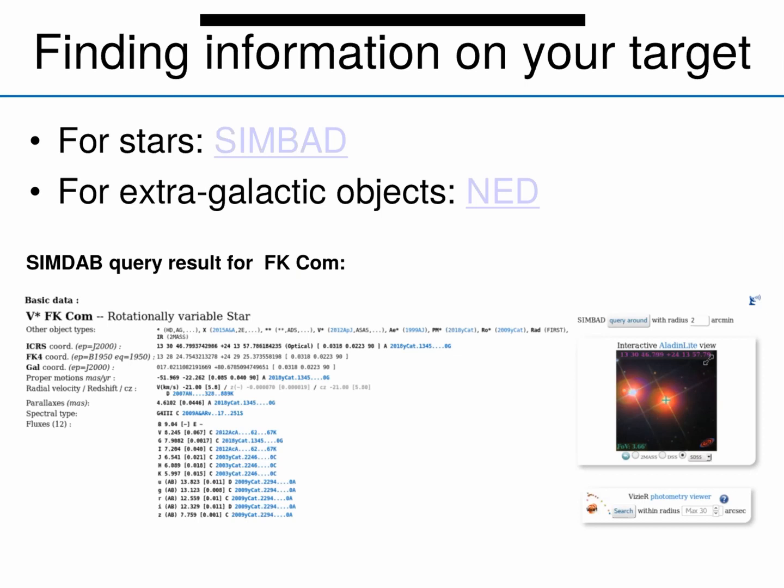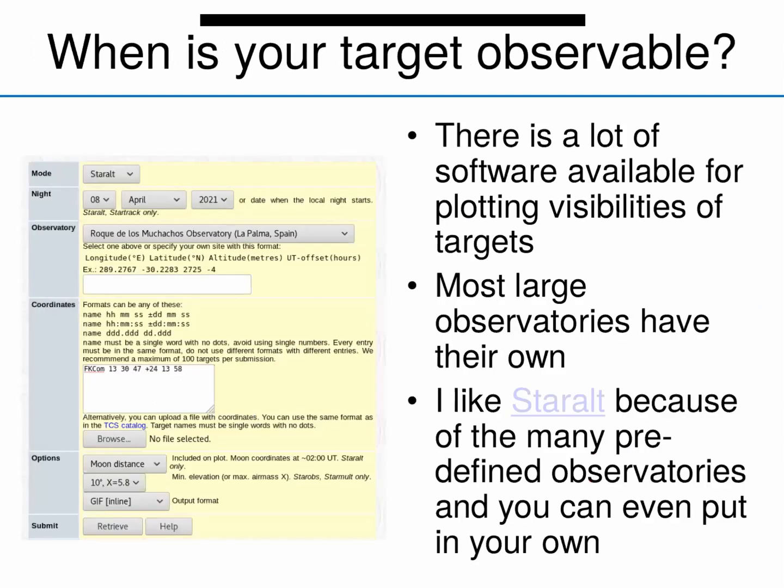And then you have to know when your target is visible. So you have different programs for that. Basically, all observatories have their own software for calculating visibilities. Even though I work for ESO, I like to use StarAlt, because it has many predefined observatories, and you can even put in your own. So here, for example, you can choose a date and the observatory and then put in your target and its coordinates, and you will get plots like this.